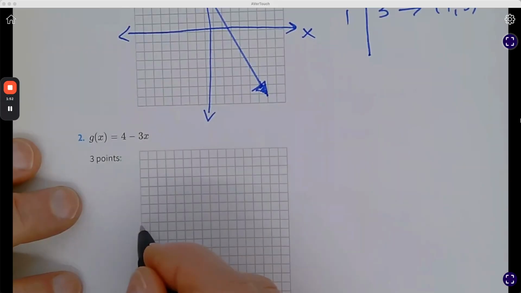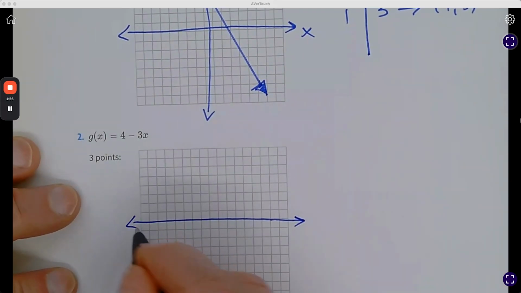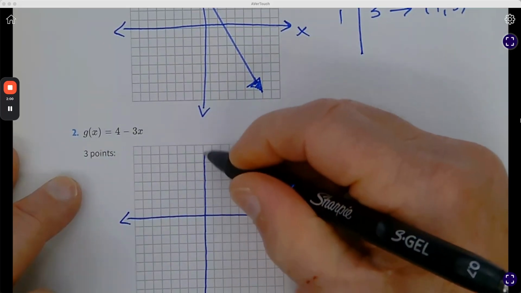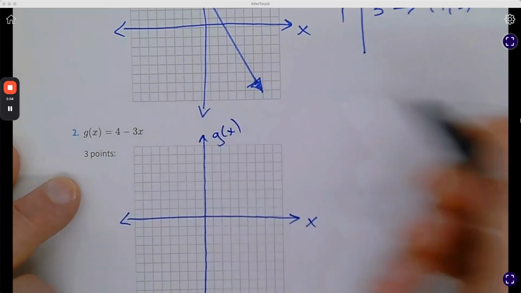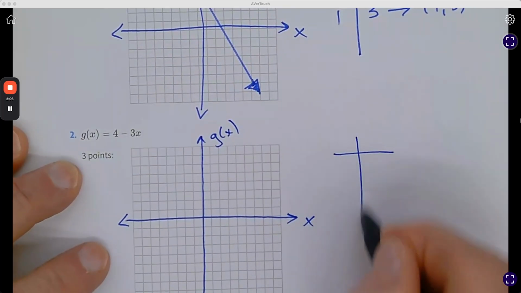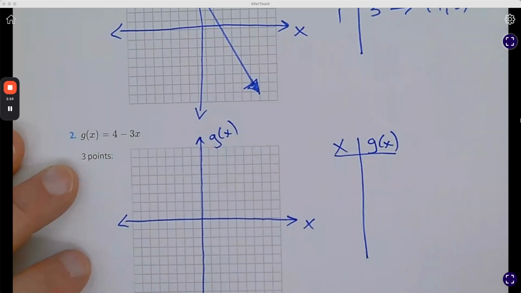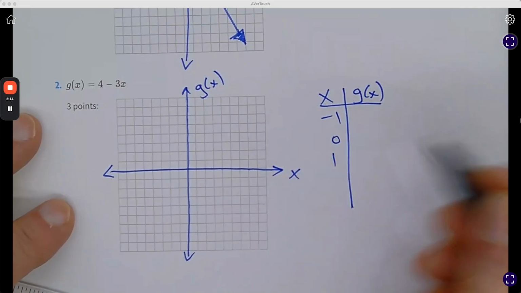Again, I'm going to do really the same thing. I'm going to draw my x-axis. But notice I'm going to label my y-axis differently. I'm now going to label my y-axis g of x. Let's make a table of values, x, g of x. All right, I'm going to put in negative 1, 0, 1.